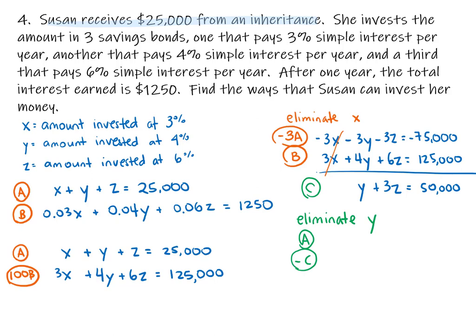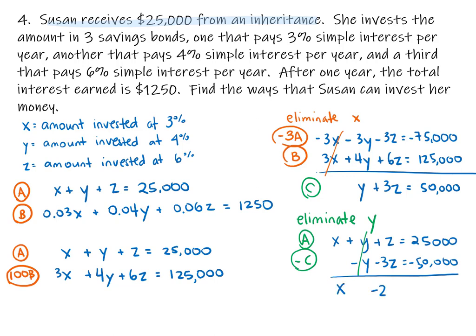We want to eliminate y's by adding and subtracting A and C. And we'll get x minus 2z is equal to negative 25,000.